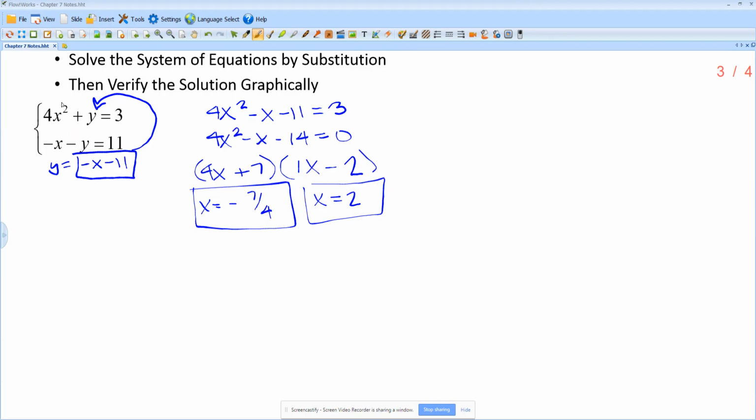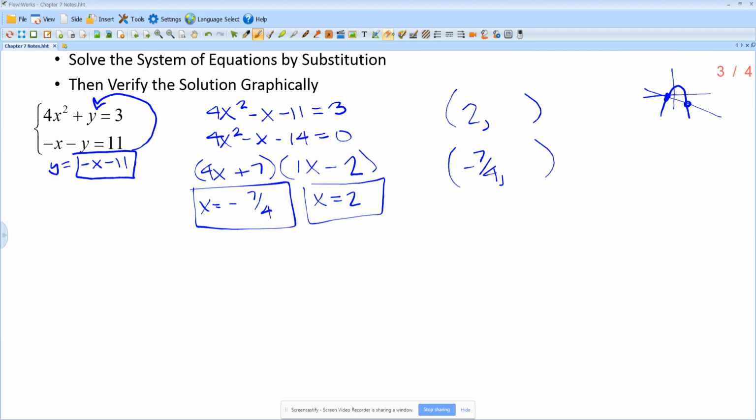Think about what this graph looks like. This is a parabola, and this is a line. So graphically what you've got going on is you have some parabola that looks like something like this, I believe. And then you've got some line looking something like this. So it makes sense that there be two solutions because there are going to be 2 points of intersection. So I know that x equals 2 is one of them. X equals negative 7/4 is another one.